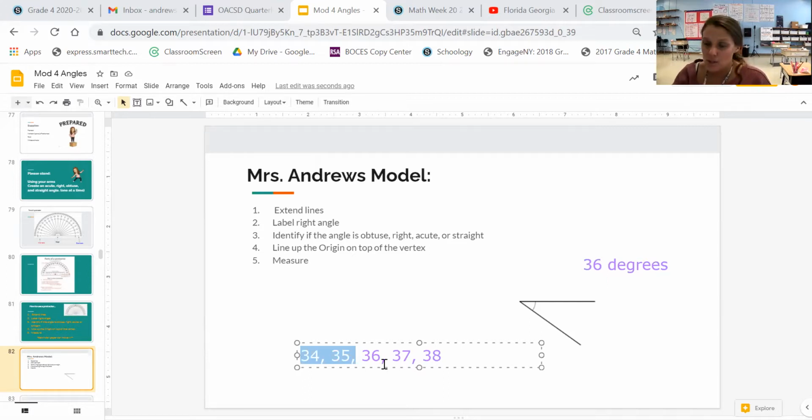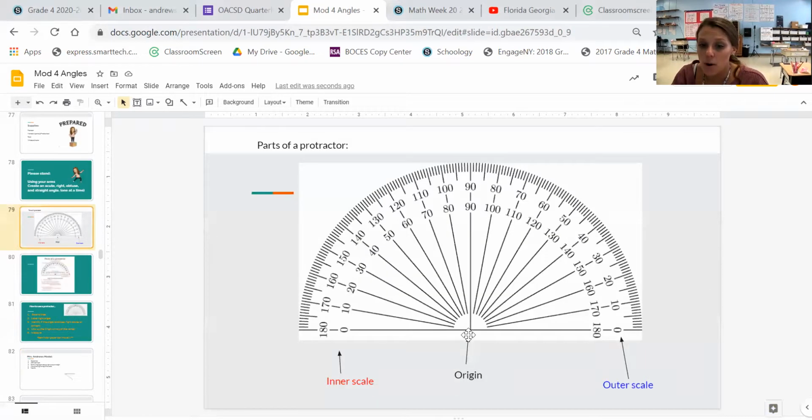My biggest hint to you, make sure you're lining up that origin on your vertex. That's huge. Also, make sure this baseline here is lined up with your angle's baseline. And of course, you need to identify if you're measuring with the outer scale or the inner scale, okay?